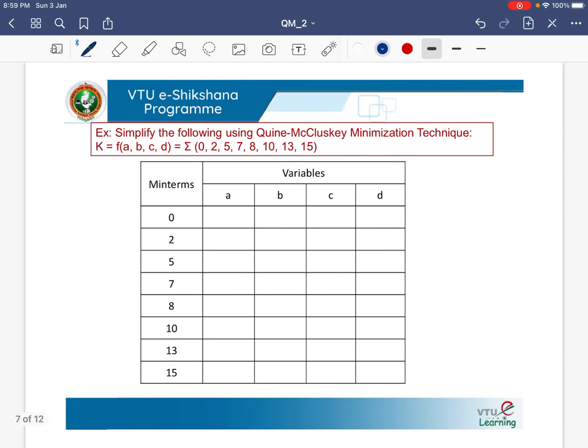We will solve one more example. Simplify the following using Quine McCluskey minimization technique. K is equal to F of ABCD, sigma of 0, 2, 5, 7, 8, 10, 13 and 15. What is the first step? First step is you need to put the binary values, that is 0, 2, then 5, then 7, then 8, then 10, then 13 and then 15.